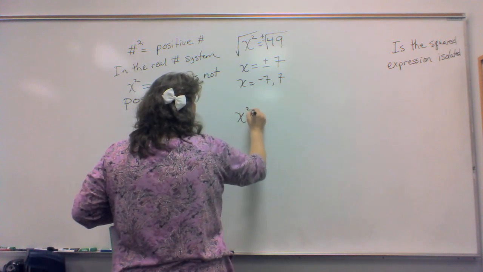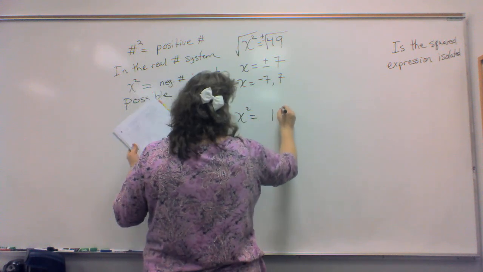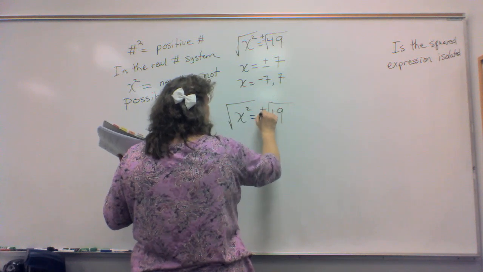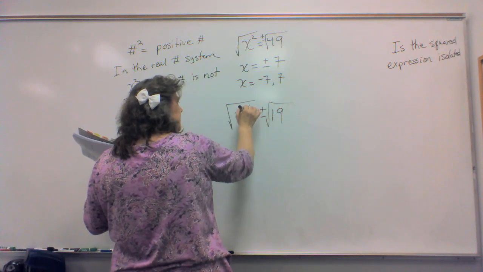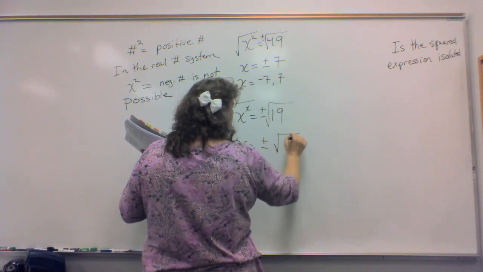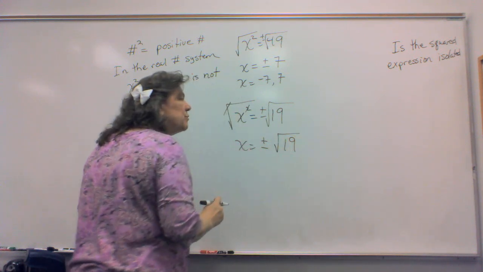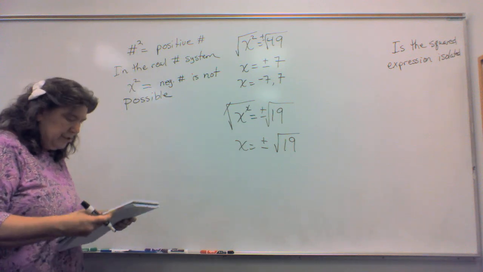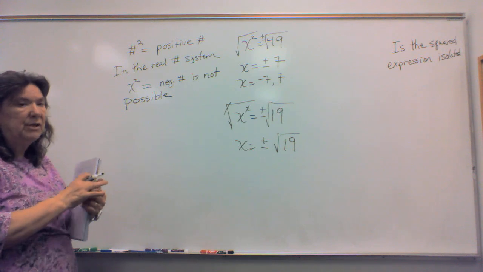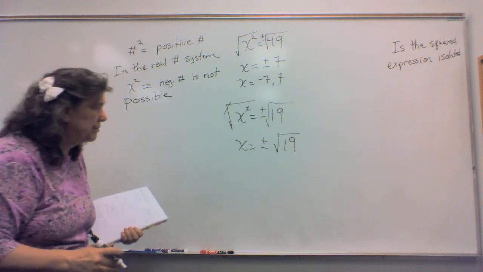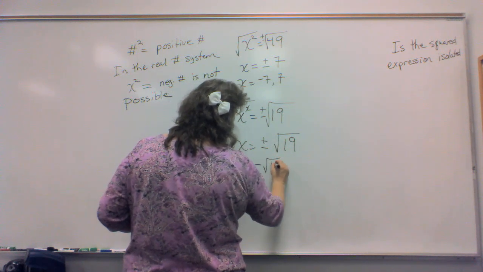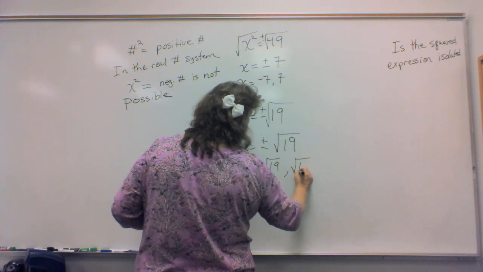x squared is equal to 19. Again, undo it with a square root and designate your positive and negative. x is equal to plus or minus the square root of 19, because we're looking at exact values. So you're not going to plug this in a calculator and get an approximation. You're going to simplify your square roots. So this means x is equal to a negative square root of 19, comma, square root of 19.